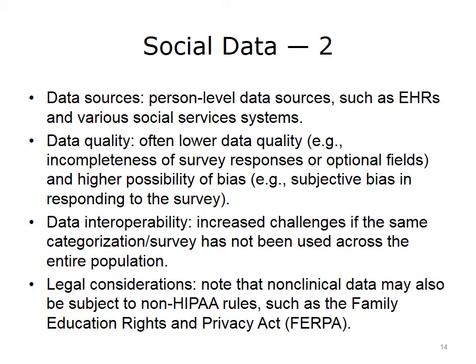Person-level data sources, such as EHRs, often include some social data. Social data can also be acquired from non-health data sources, such as data systems used in social services organizations. Social data often suffer from lower data quality, which is caused by the incompleteness of survey responses and a higher possibility of bias due to subjective bias in responding to surveys.